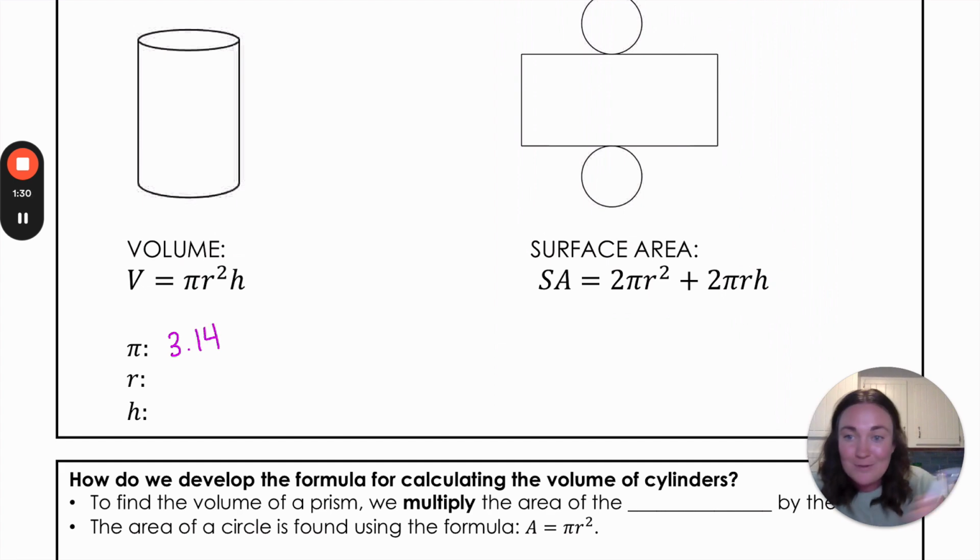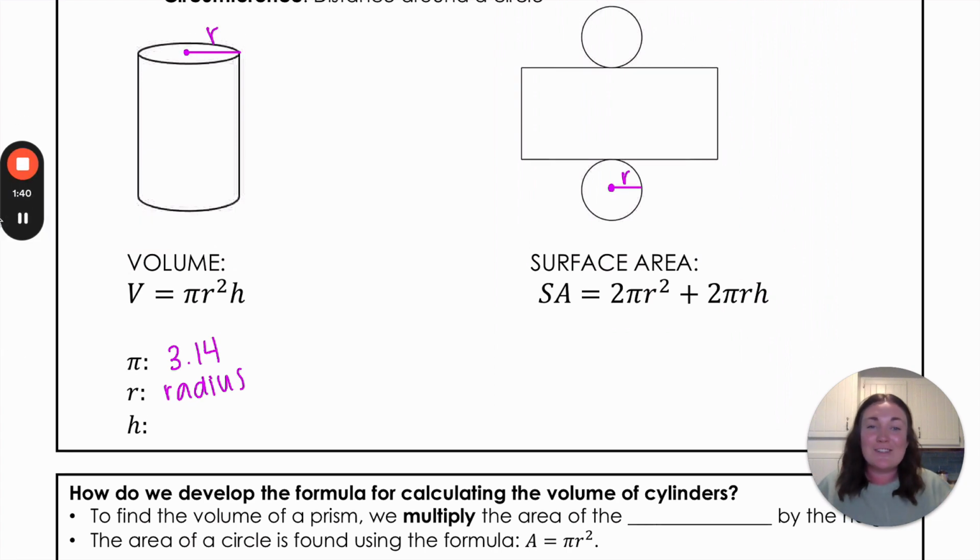For our r, we just talked about it. R stands for our radius, which is halfway across the circle. So we're going to go ahead and label that on both of these pictures. And h is going to stand for the height, which is the distance between those two circular bases. A lot of times in pictures, they like to flip our cylinders or put them at weird angles, so it's not necessarily going to be that up and down distance every time, but it's always the distance between the two circular bases. So let's go ahead and label that on our two pictures as well.